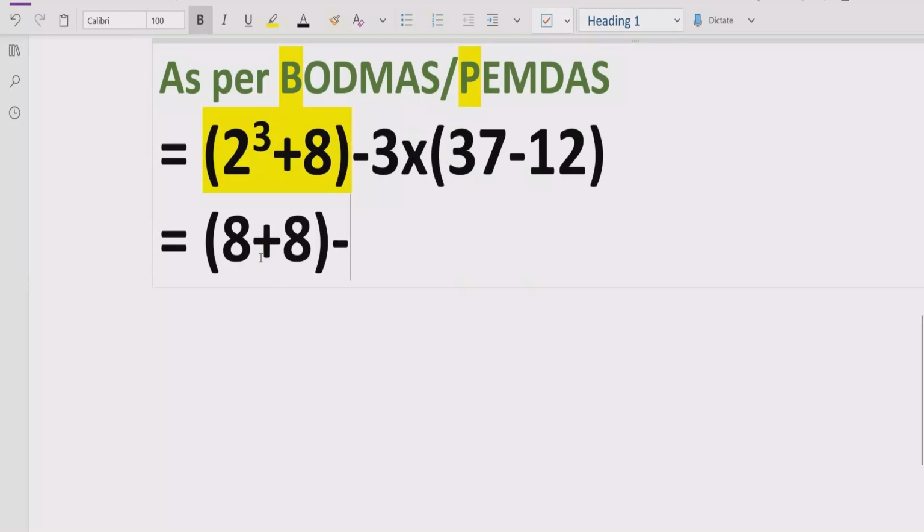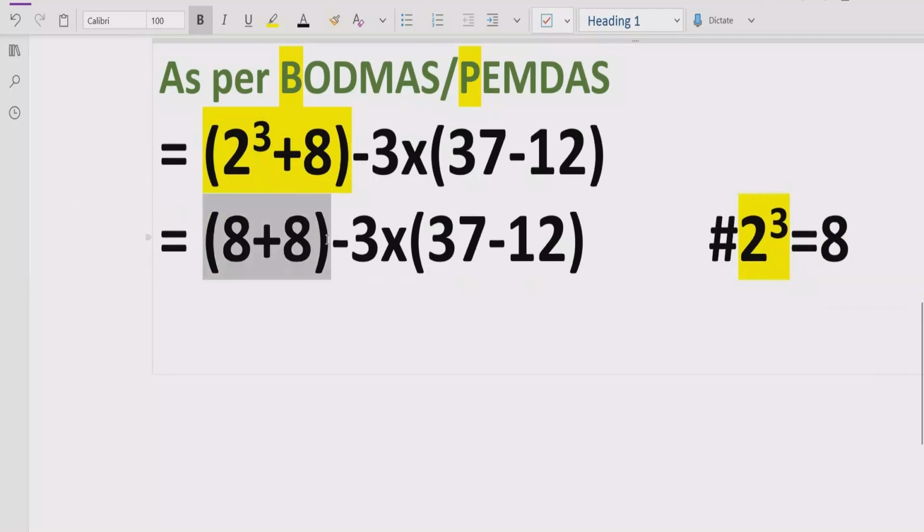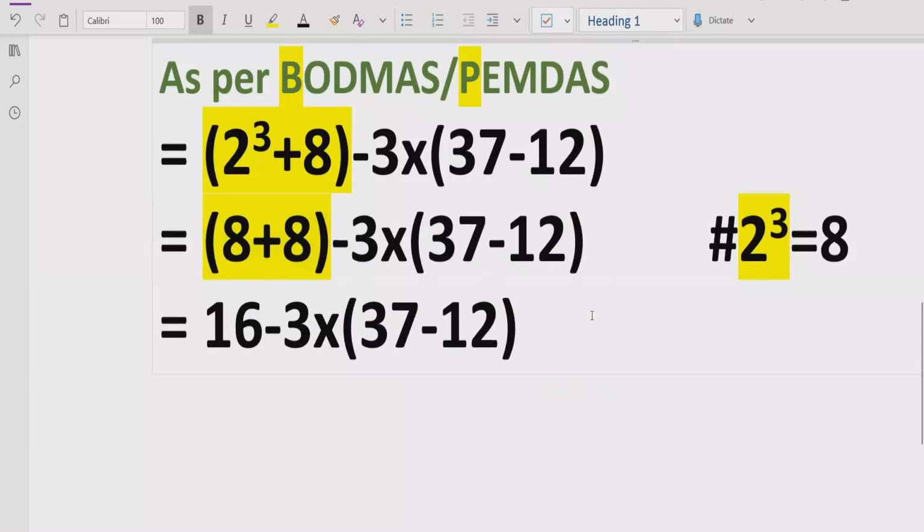And minus 3 multiplied by the bracket 37 minus 12 we will write now as it is. And here we will give the reference: 2 raised to power 3 equals 8. Now move forward, we have to solve this bracket now because we have two terms. So 8 plus 8 equals 16, and minus 3 multiplied by 37 minus 12 we will write as it is. And here we will give the reference: 8 plus 8 equals 16.